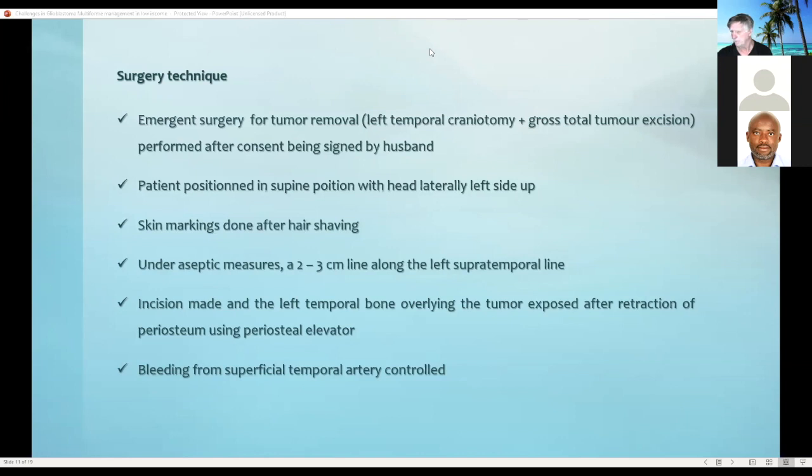So skin markings were done after shaving in the left temporal region. With aseptic measures, a 2 to 3 centimeter line along the left supratemporal line was made. We made the incision, and the left temporal bone overlying the tumor was exposed after retraction of periosteum using the periosteal elevator. The bleeding from the superficial temporal artery was controlled. Next slide, please.